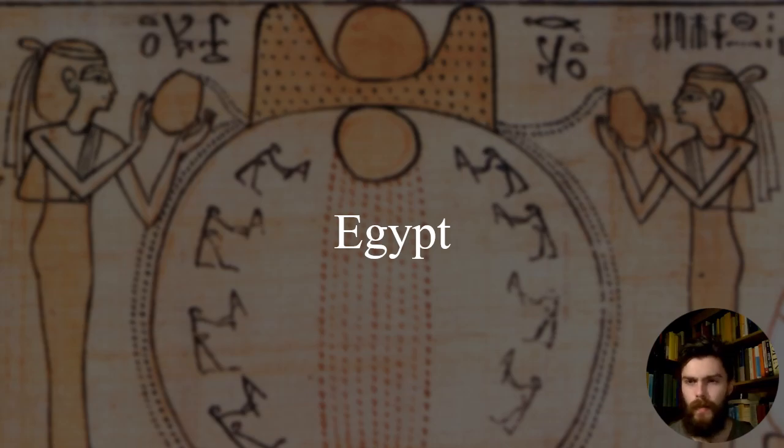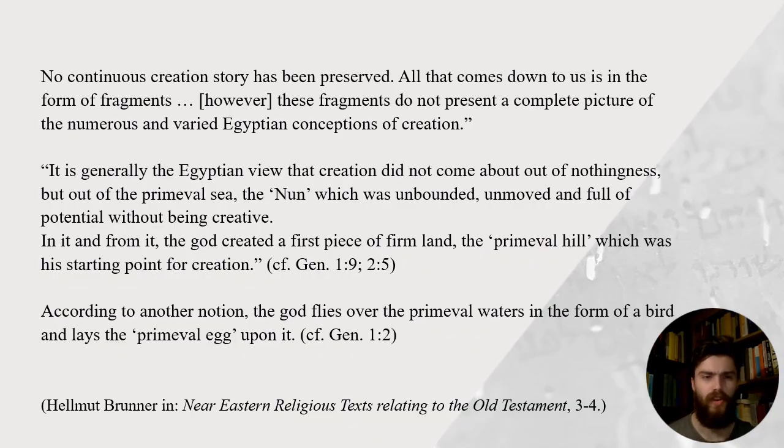So we'll start with ancient Egypt. A starting point to note is that we actually don't have any continuous creation story in Egypt that's been preserved. Brunner states that all that comes down to us is in the form of fragments, but these fragments don't present a complete picture of the numerous and varied Egyptian conceptions of creation. So there are actually many different accounts in Egyptian history as the civilization grew and diminished and was overturned and returned. There are many different views, which is not like the Bible. The Bible retains a singular regional view, so to speak.